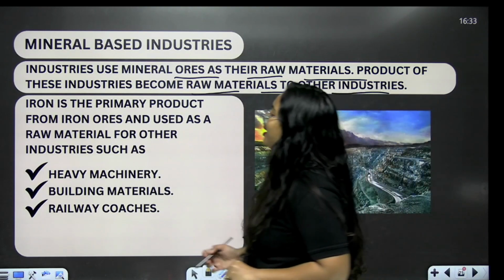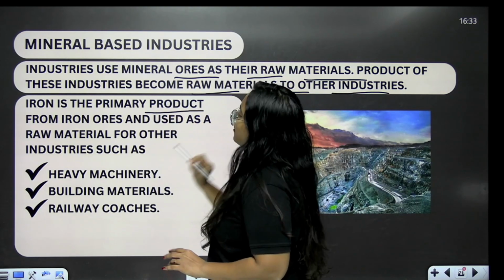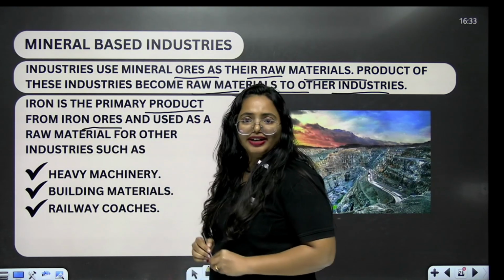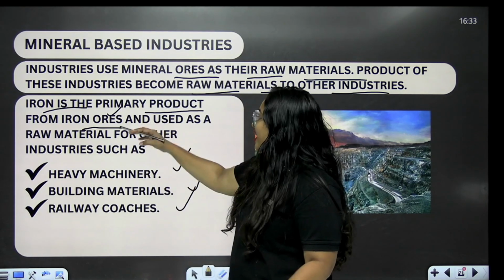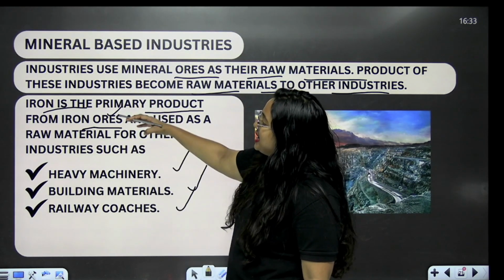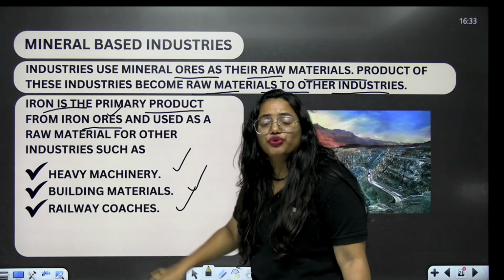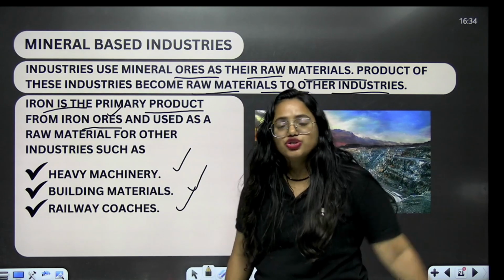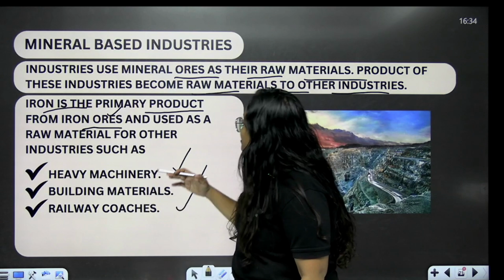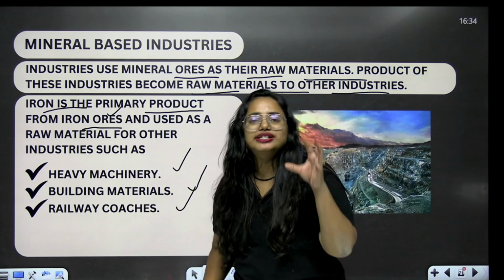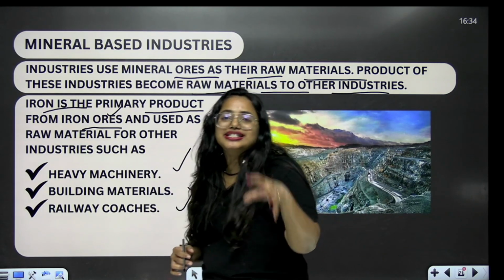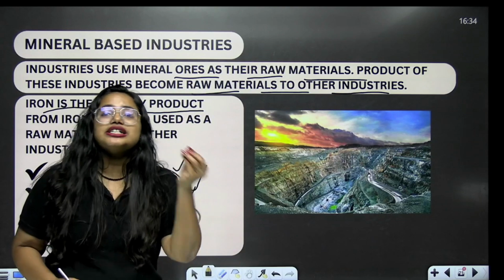Let's take an example here. Iron is a primary product from the iron ores. Correct? In this way, iron ores can be a material for making iron so that this can be utilized for various other industries such as heavy machinery, building materials, railway coaches, etc. So this is the way the mineral industry is working.